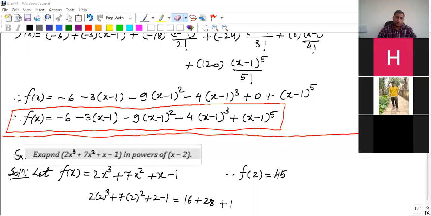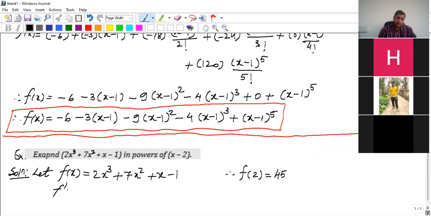Now, what do we have to do next? We have to find the derivative of this function. And once we know the derivative of this function, we have to find the value of this derivative also at the same point. So we have f dash of x. It is going to be 6x square plus 14x plus 1. And the derivative of this one is going to be 0.